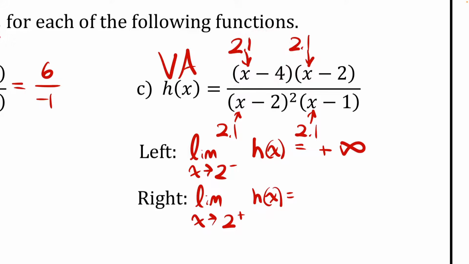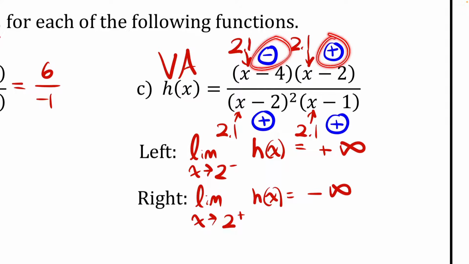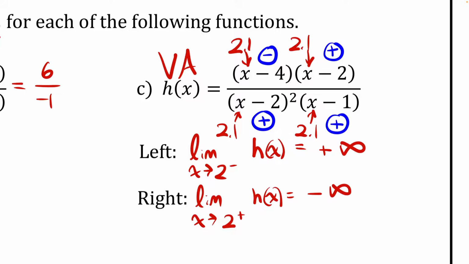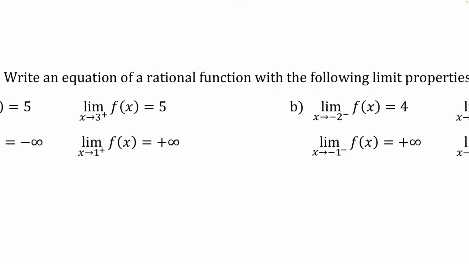2.1 minus 4. Shout out, positive or negative? Negative. 2.1 minus 2. Positive. 2.1 minus 2 squared. Always positive. And 2.1 minus 1. Positive. This entire thing is a negative because we have a negative times a positive, so the top is negative. Positive times positive, which is positive. A negative divided by positive is a negative. All right, very good. Moving on to our next example.